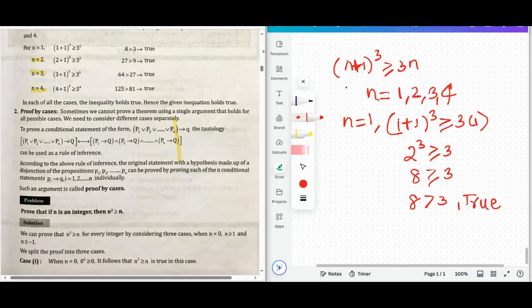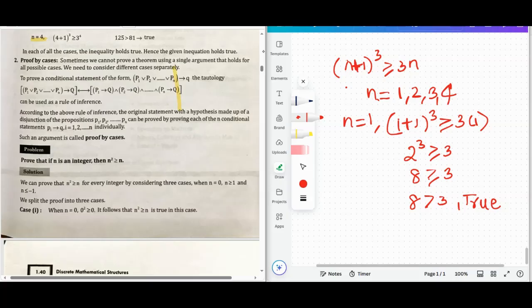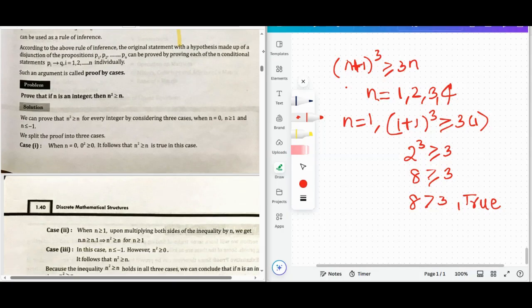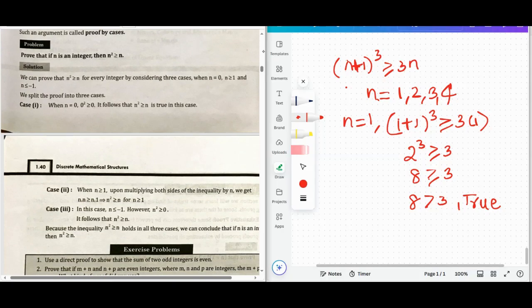Okay. Then we have the last one called proof by cases. What is proof by cases? Sometimes we cannot prove the theorem using a single argument that holds for all possible cases. We need to consider different cases separately. For example, prove that if n is an integer, then n square is greater than or equal to n. In this case, what are the values we get for integer? We have negative values, positive values and 0 in integer. So we have three different cases. So you should prove for three different cases.